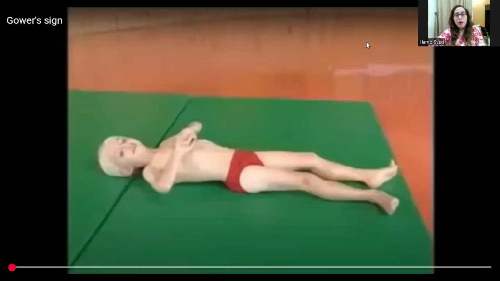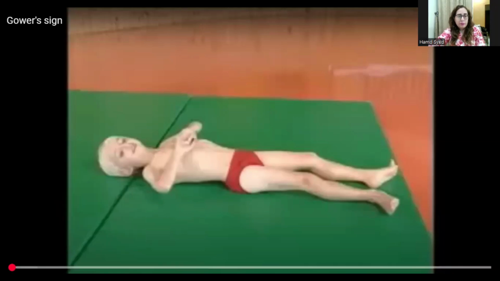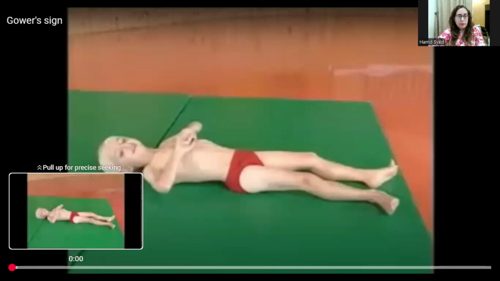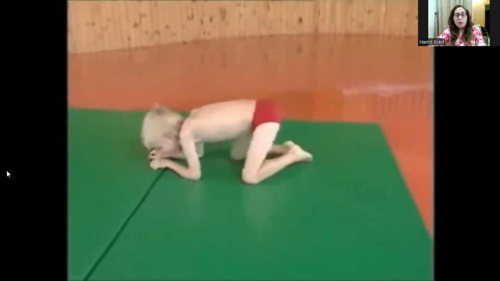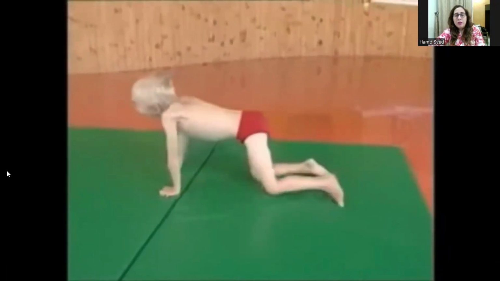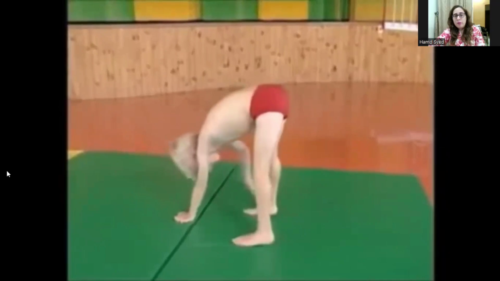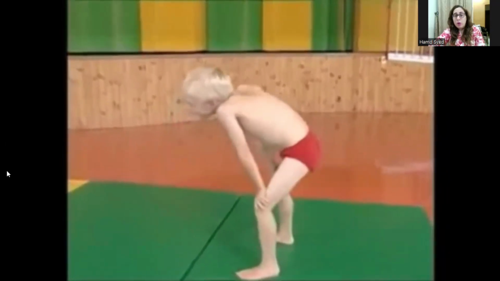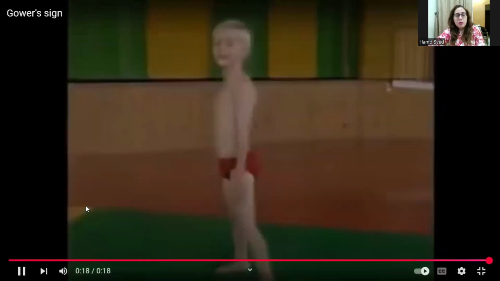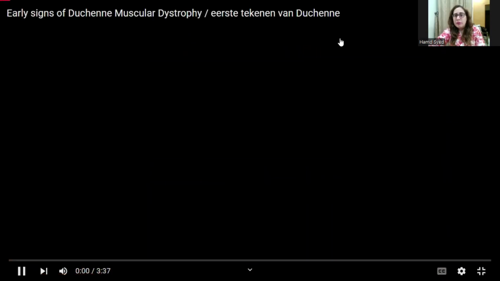So this is a boy who is suffering from Duchenne's muscular dystrophy, and the Gowers sign is positive. You can see while getting up from the floor, he needs to use his hands and arms to support himself to the standing position. So he is, you can say, walking up his body. This is because of the weakness of the lower limb muscles.